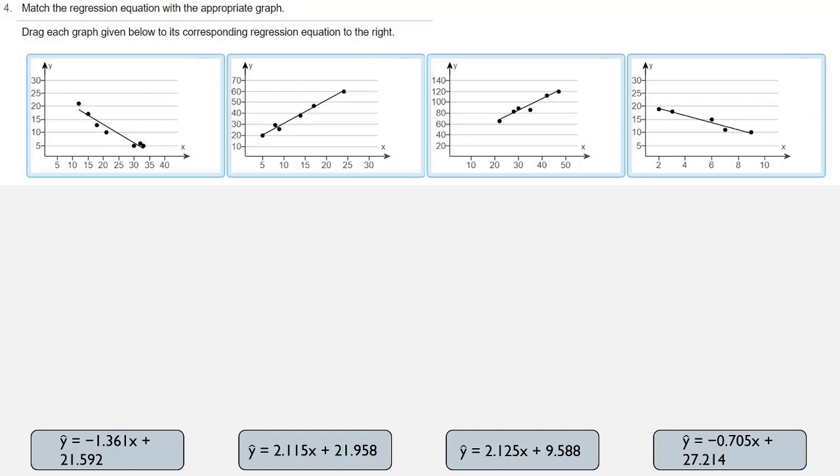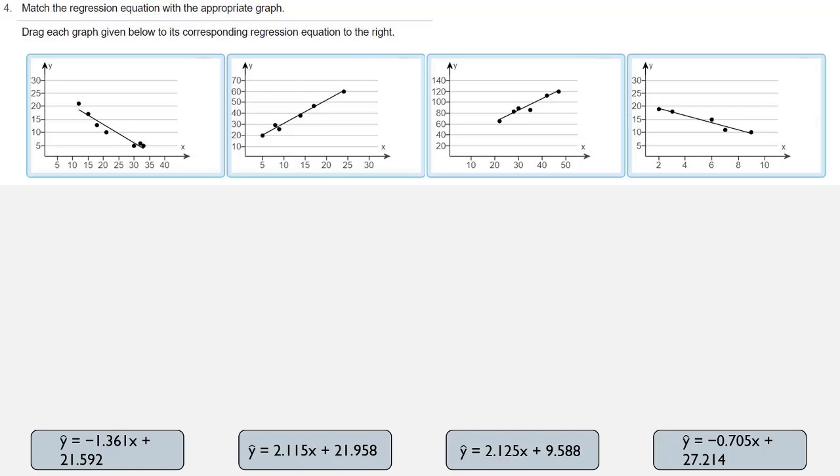Now, the number that's next to the x is called the slope of the line. 2 of those slopes are negative, 2 of those slopes are positive. So how could we tell the difference between these graphs? When a graph has a positive slope, then the line will go up from left to right on the graph. And when the graph has a negative slope, it will go down from left to right on the graph.